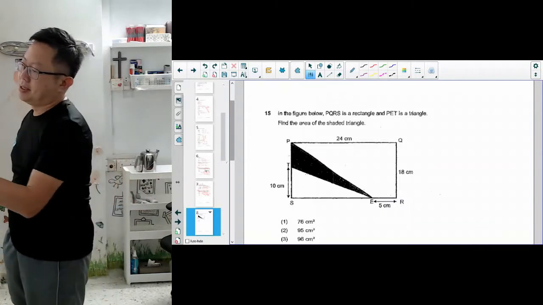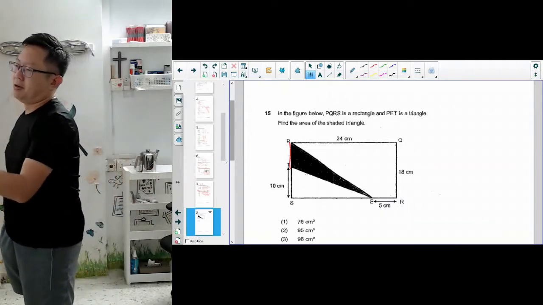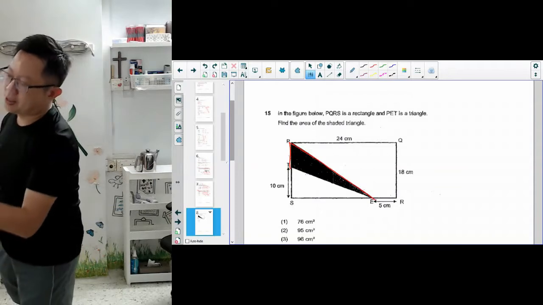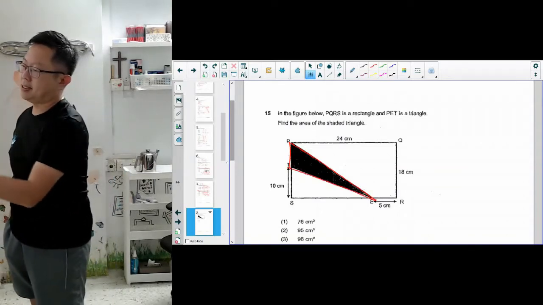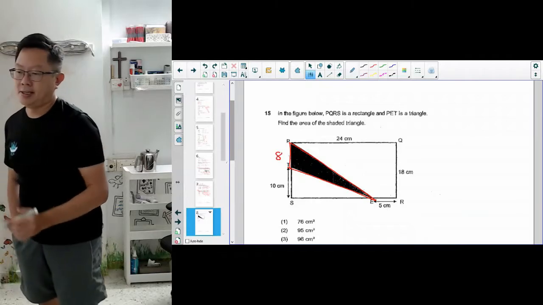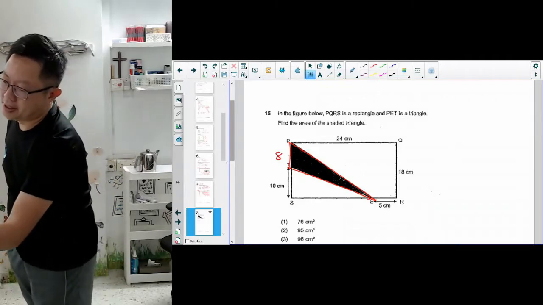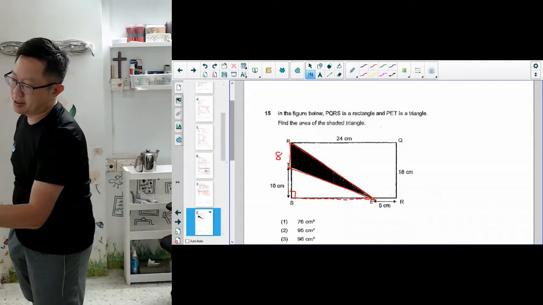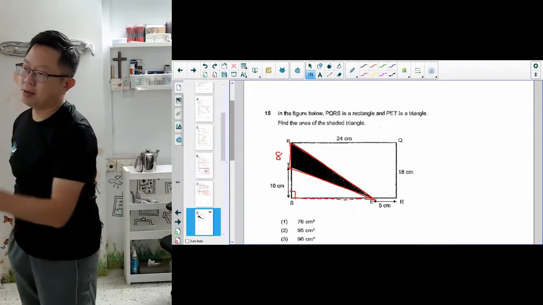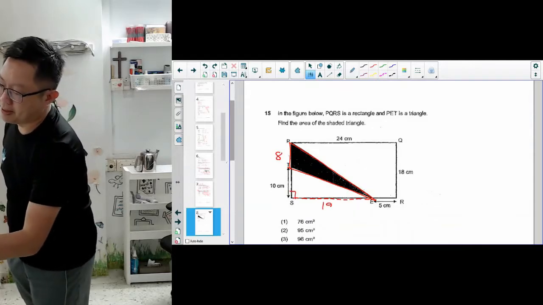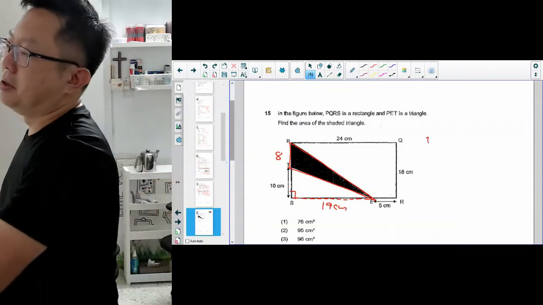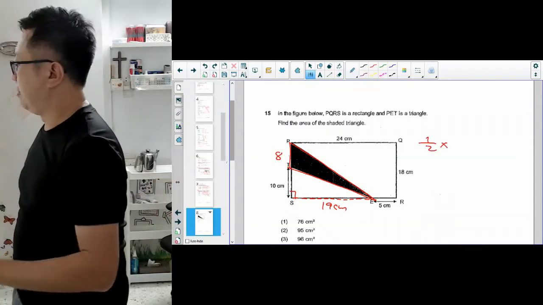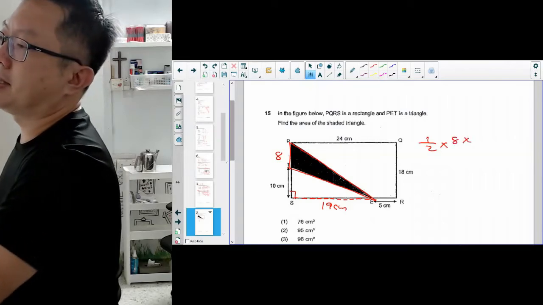So what's the base? First of all, you will have to know what triangle you're looking at. So the base will be 18 minus 10, which is 8. And the height is at right angle to the base. And the height will be how long? 24 minus 5, that will be 19. So what's the shortcut to find the area? You always have the half in front, and the base is 8 times 19.